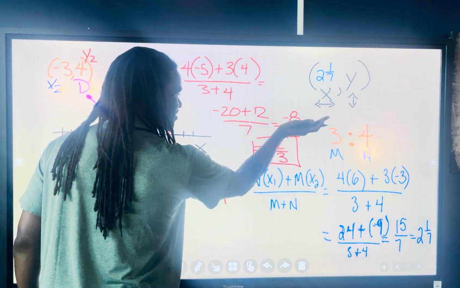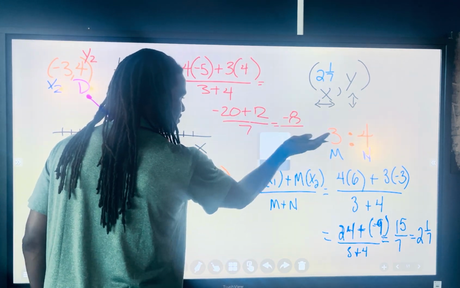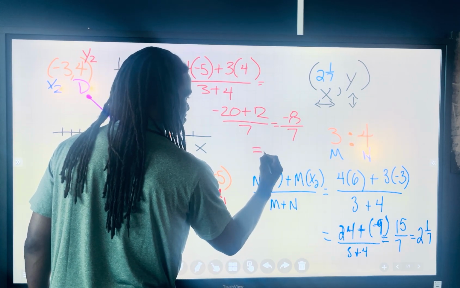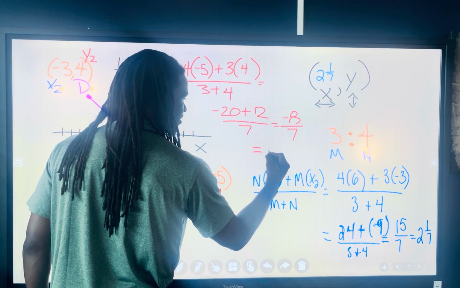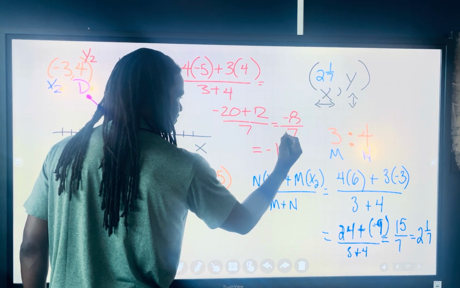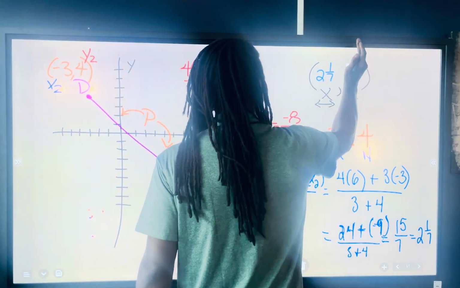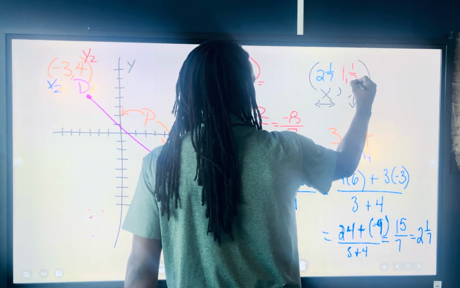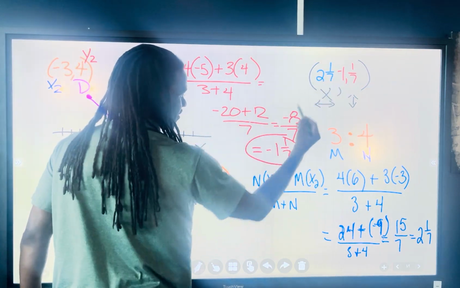This should be 7, making -8 over 7, and then there's your answer. You can keep it as -8 over 7, or you can keep it as -1 and 1/7. So your X value is 2 and 1/7. Your Y value is 1 and 1/7. No, it's -1 and 1/7. -1 and 1/7, thank you.